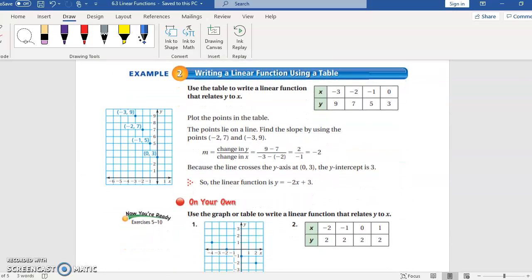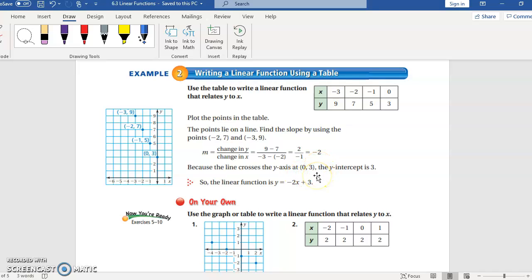Now we're going to write a linear function using a table. You can go ahead and graph out your points like they did over here to the left. They just graphed them out. If you don't want to do that, you can just pick 2 points on the table and find your slope. They chose (-2, 7) and (-3, 9). They went ahead and subtracted their y's, subtracted their x's, and they got a slope of -2.